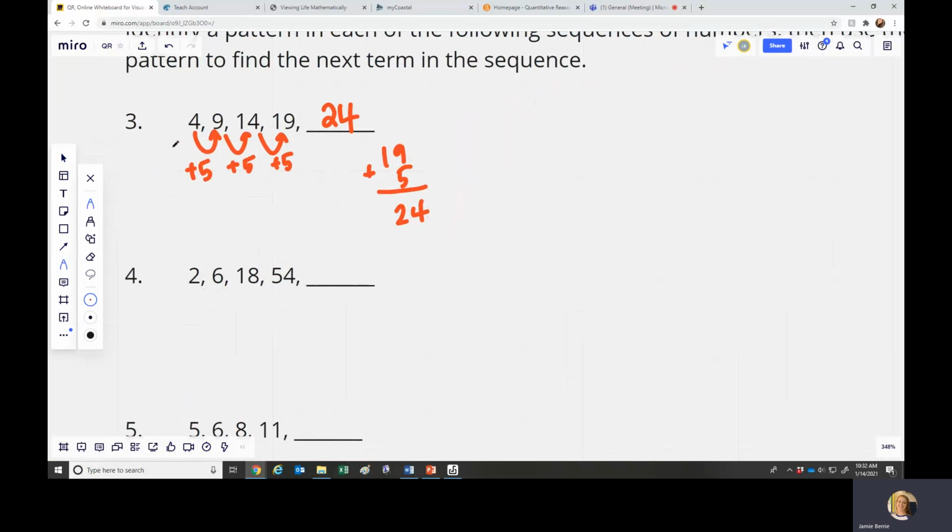All right, let's look at this one. 2 to 6. Okay, if you added 4, that would get you to 6. So maybe we're adding 4. All right, what about here? 6 to 18. Oh, that's like adding 12. So it's definitely not adding 4, right? So let's erase that. What's another way you could get from 2 to 6? You could multiply by 3, right? Times 3. Let's see if that gets us to the next one. 6 times 3 is 18. Okay, so that works. 18 times 3 is 54. So now that tells us what our pattern is. We're multiplying by 3 each time. So 54 times 3 is 162.